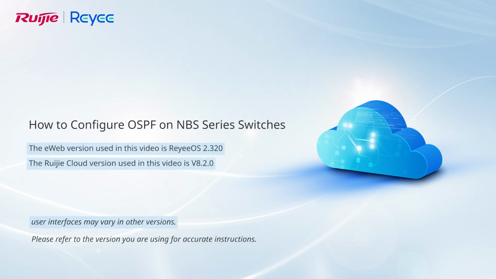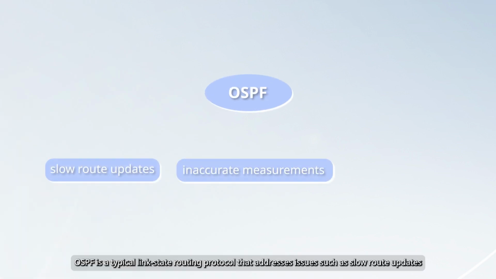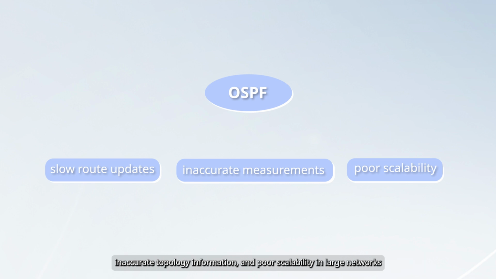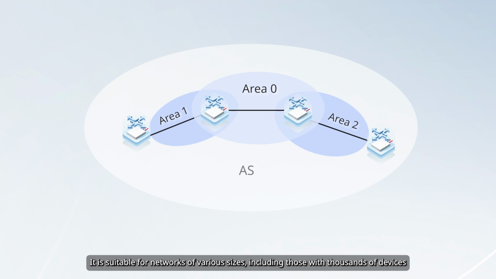This video introduces how to configure the OSPF function on an RG-NBS series switch. OSPF is a typical link-state routing protocol that addresses issues such as slow route updates, inaccurate topology information, and poor scalability in large networks.